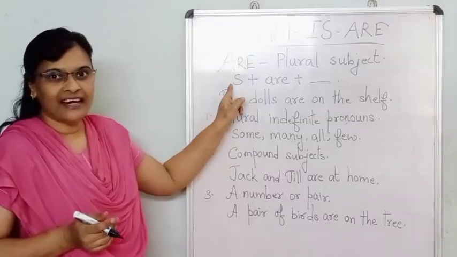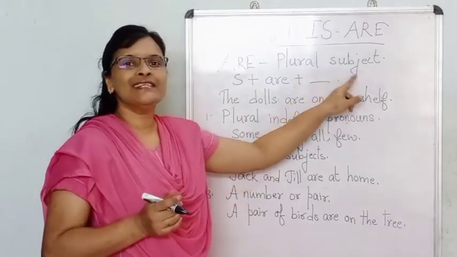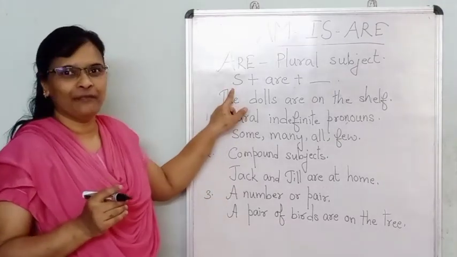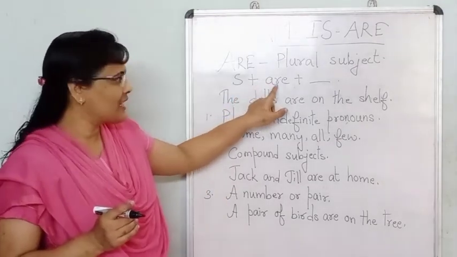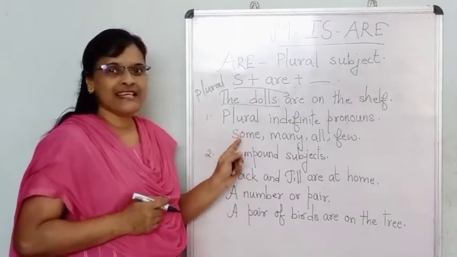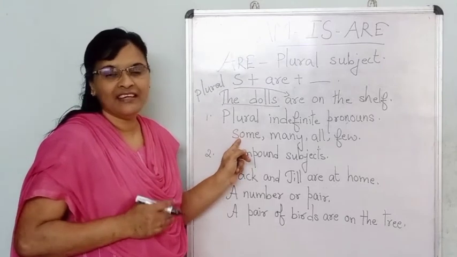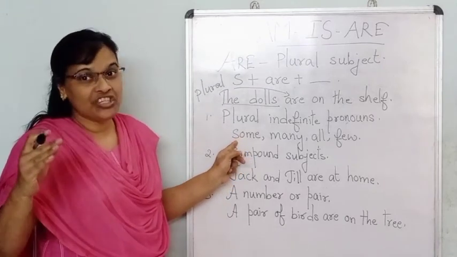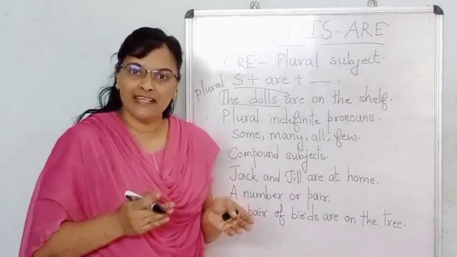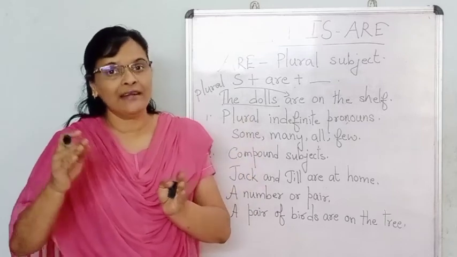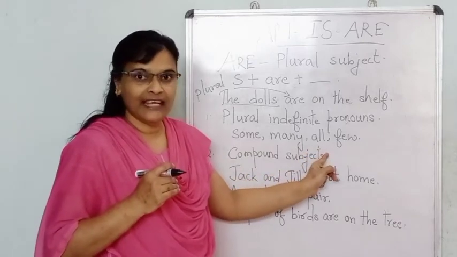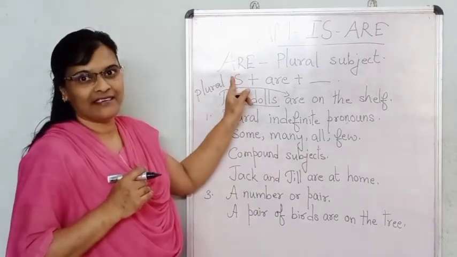Okay. Are is always used with plural subject. Plural means more than one. This is the format. Subject plus are plus rest part of the sentence. We can take any example. For example, some children are drinking milk. Or if you don't want children to be there, we can say it this way. Some are drinking milk. Whatever it is, if these things are there, then we have to use are.